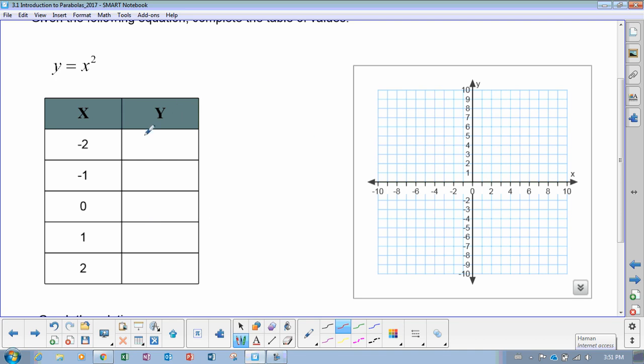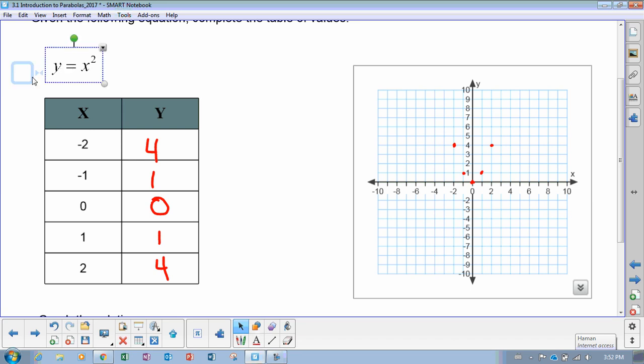So to populate the table, I'm going to take -2 and I'm going to square it because that's what the relationship is. So -2 squared is 4. -1 squared is 1. 0 squared is 0. 1 squared is 1. Then we get 4. So when I plot these points, I have a point at 0, 0, -1, 1, -2, 4, 1, 1, and 2, 4. So I've graphed this here, and then I am going to connect the dots.